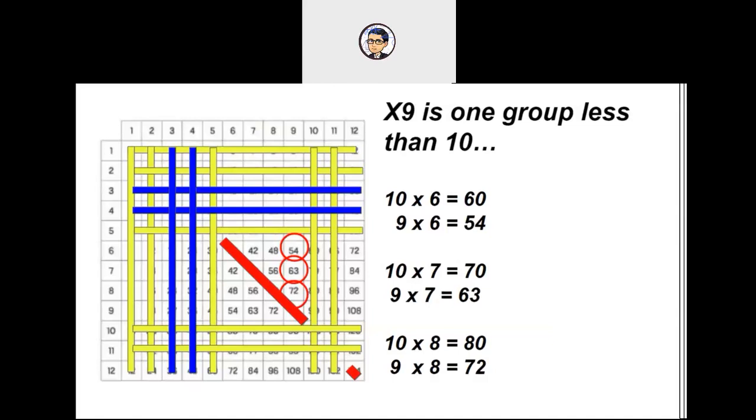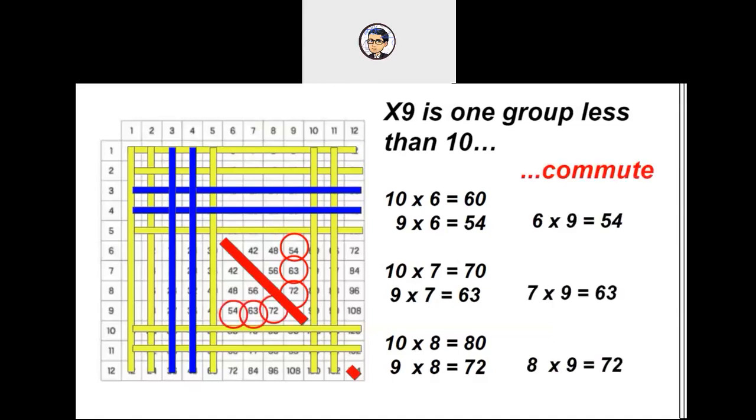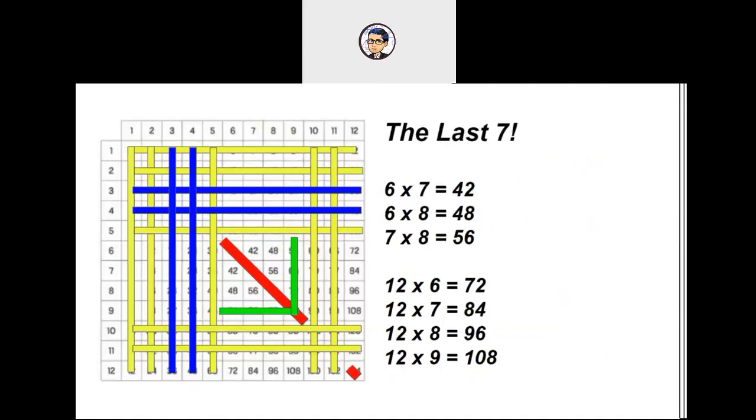And we know that the commutative rule comes in as well. So we know that 9 times 6 is the same as 6 times 9, 9 times 7 is the same as 7 times 9, 9 times 8 is the same as 8 times 9. And we can eliminate those. The 7 that are left. Okay, so we have 7 multiplication facts that are left.